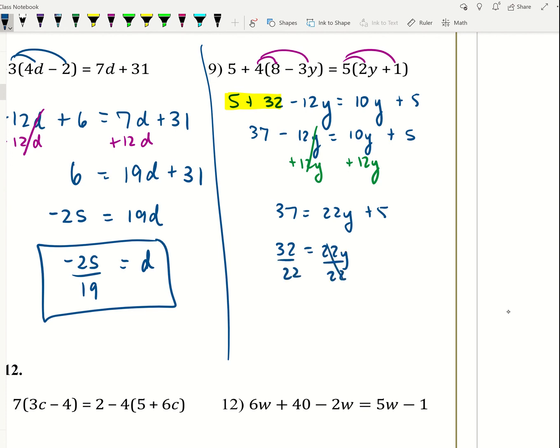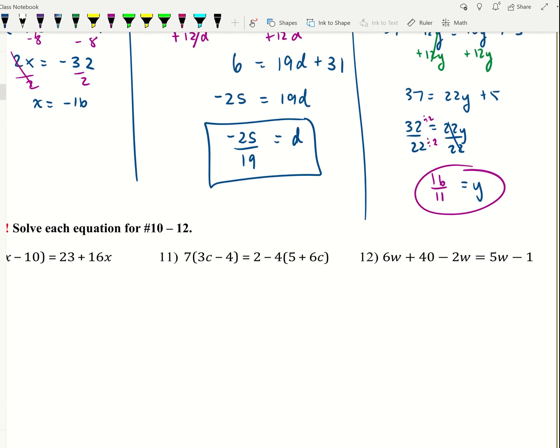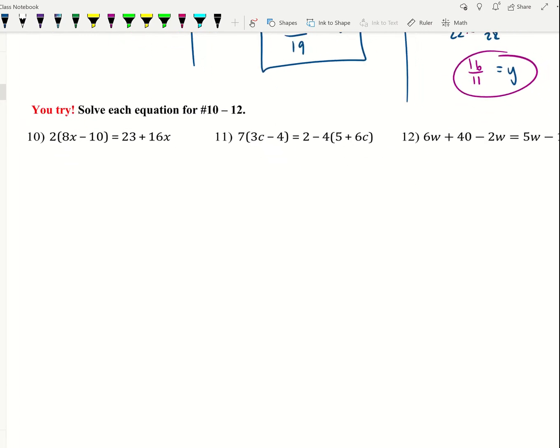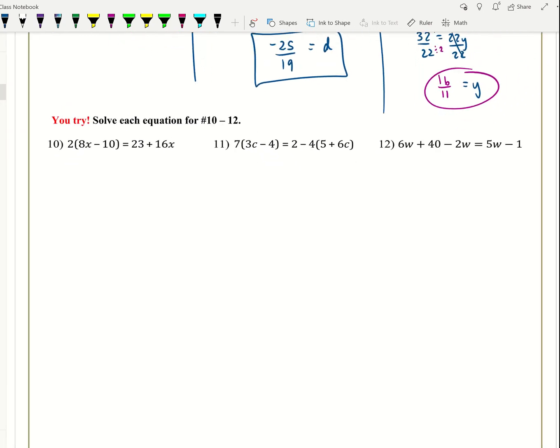Now this one does not go in evenly, but it can reduce. Both these numbers are even, so I'm going to divide both the numerator and the denominator by 2 to simplify this fraction, reduce it to its smallest terms. So y is 16 over 11. Or 1 and 5/11ths, or it's like 1.5 something. All right. Pause the video, try 10, 11, and 12. When you're ready, restart the video, and you can check your solutions.